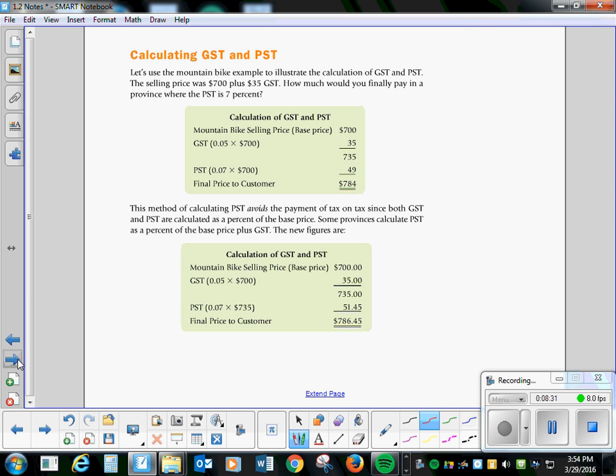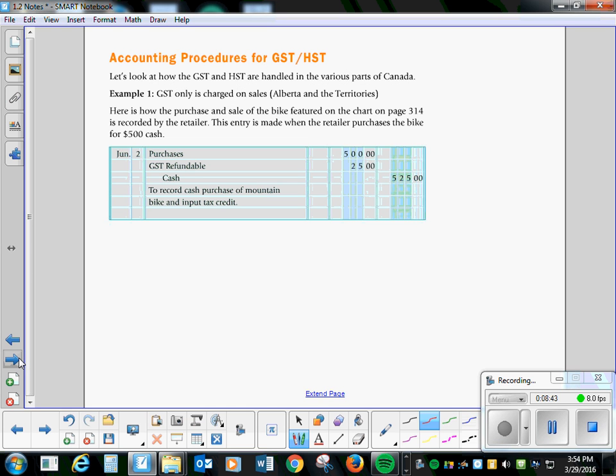Okay, and if you look here, now we're putting the GST and the PST together. And so I think that's pretty straightforward. You can refer back to it if it's not. And if you want to look at it this way through a journal entry, you would have your purchase. Your GST refundable is 25. The cash credited would be 525.